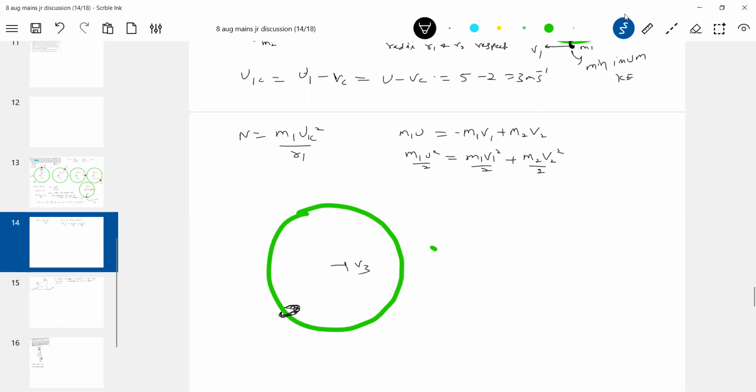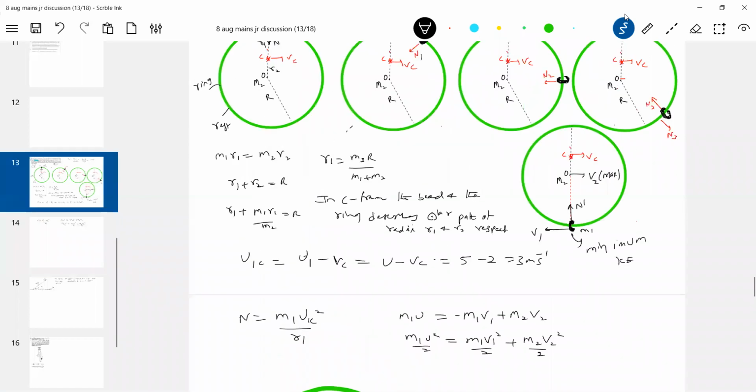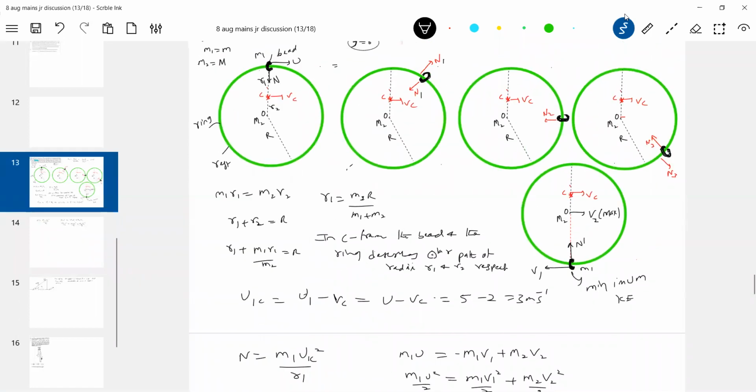Check it. Then the normal contact will act in this direction. Then the speed of the bead will start increasing. On the ring, it will be like this, and the speed of the ring starts decreasing. This is the minimum one. So the whole sequence will continuously repeat itself.